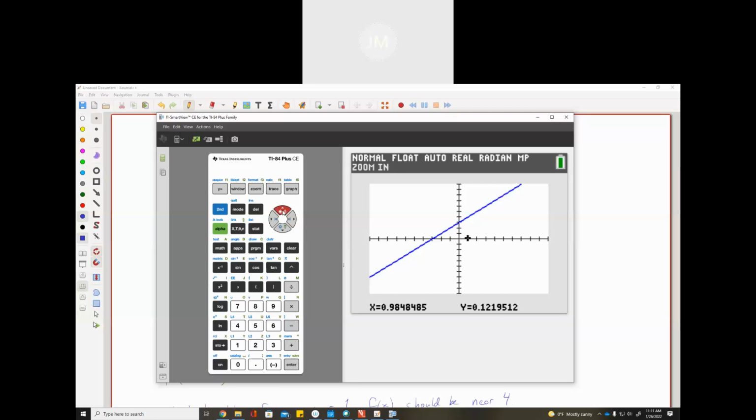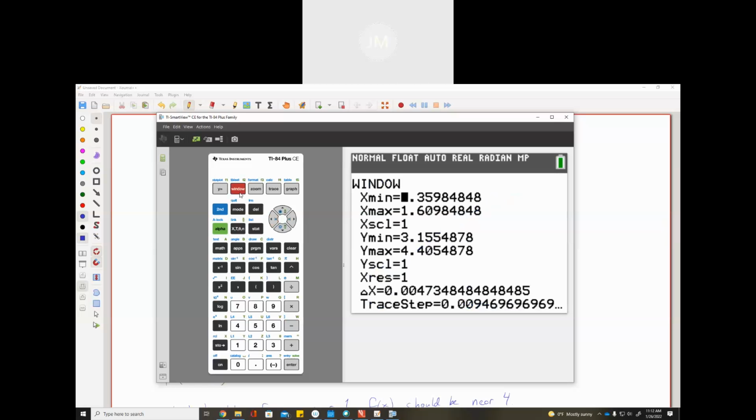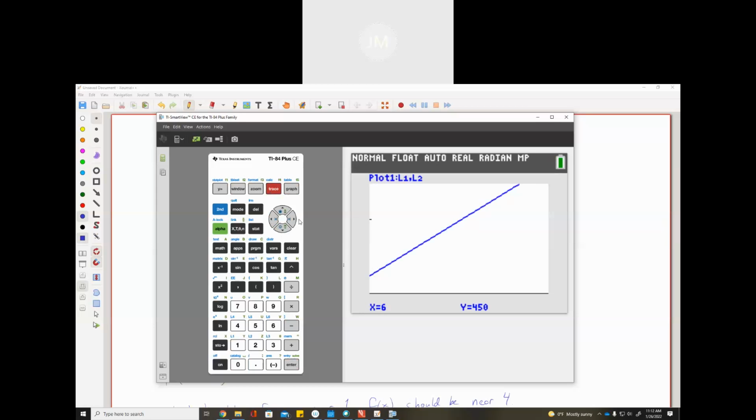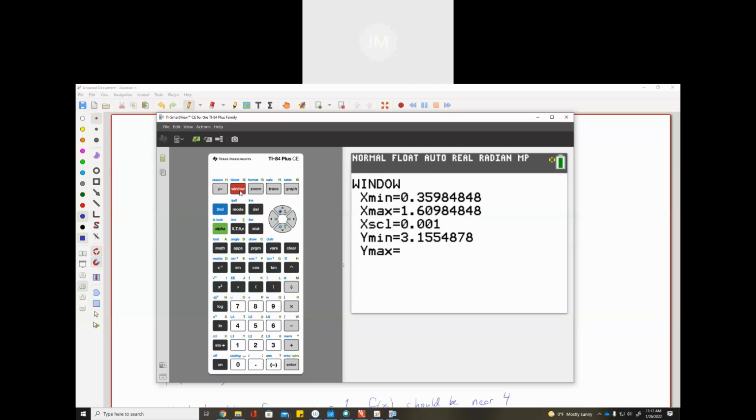I'll zoom in. Oops. Close to where x is equal to 1. Zoom in a lot. Looks fine here, right? Trace along the graph. My trace is being weird. What's going on? Let's try this again.